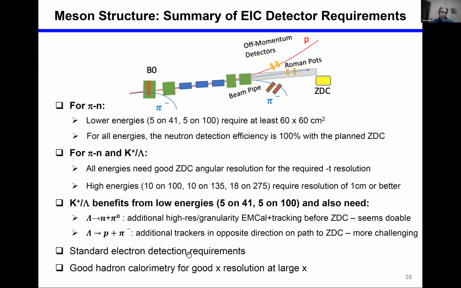The other point, as I already mentioned, is standard electron detection, but we would need good calorimetry, hadron calorimetry, for the delta X resolution, in particular at large X.